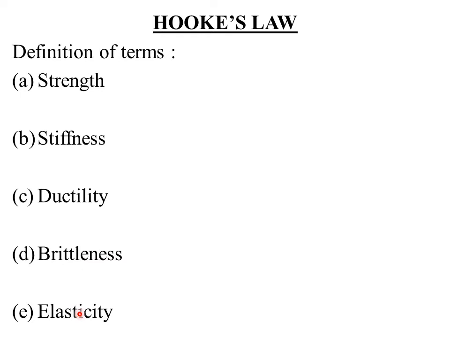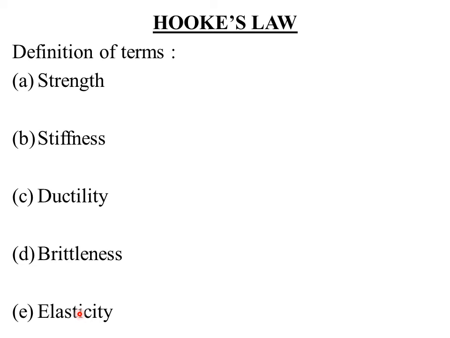Then our last term is called elasticity, which refers to the ability of a material to recover its original shape and size after the force causing deformation is removed. Then we are also saying that a material which does not recover but is deformed permanently, for example plasticine, is said to be plastic.